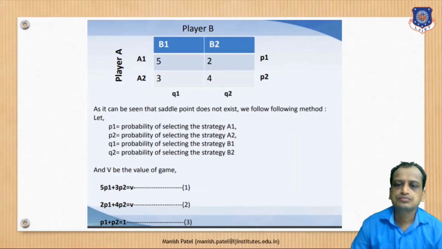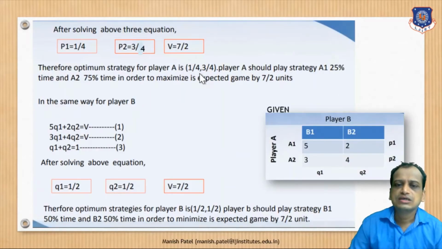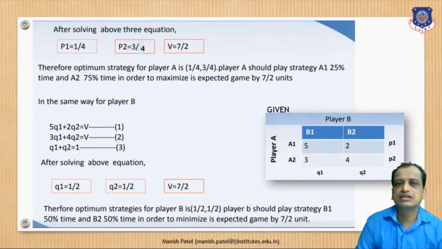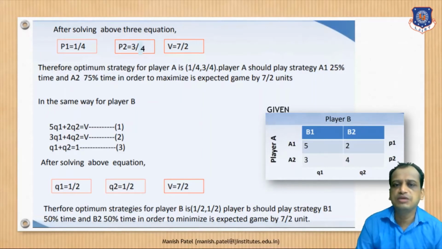Here now next, in the same way, so once we put, so three equations and three unknowns are there, sorry, p1, p2 and value of the game. So obviously you will find out the p1, p2 and value of the game, which has come out to be 1 by 4, 3 by 4 and 7 by 2. Clear? Now in the same way, for the q, or you can say the player B, you will find out the value of the game.